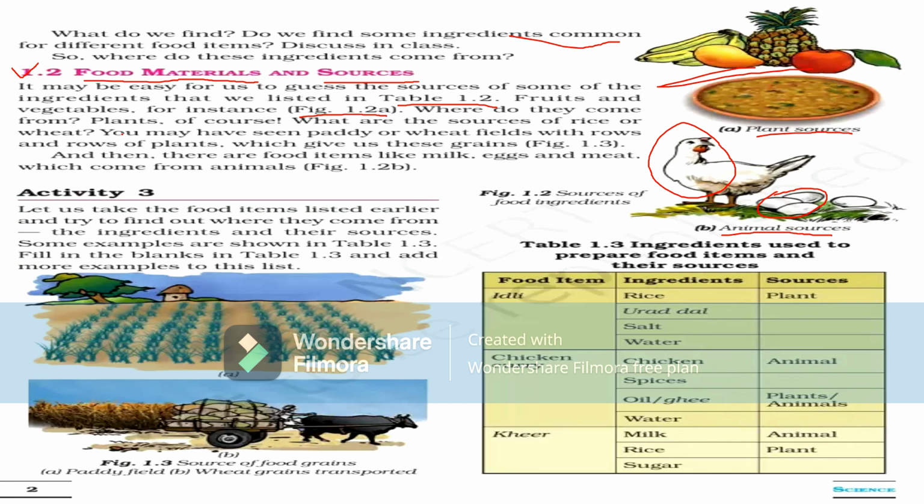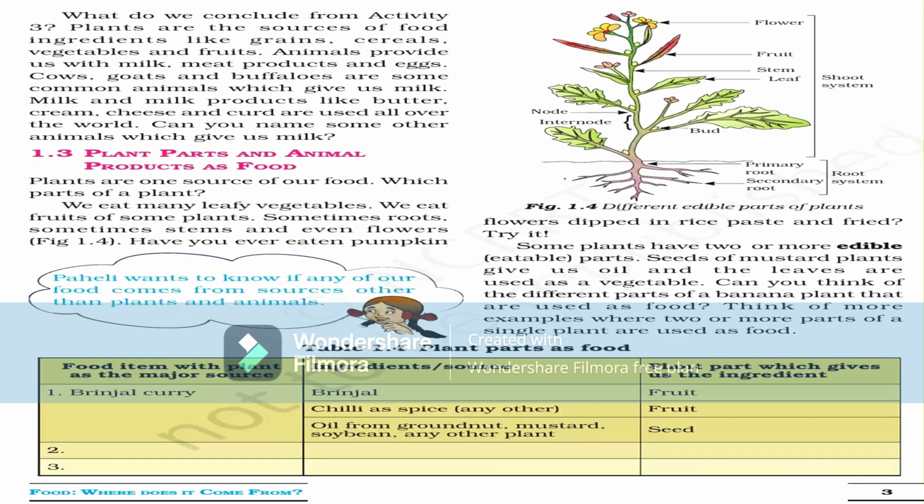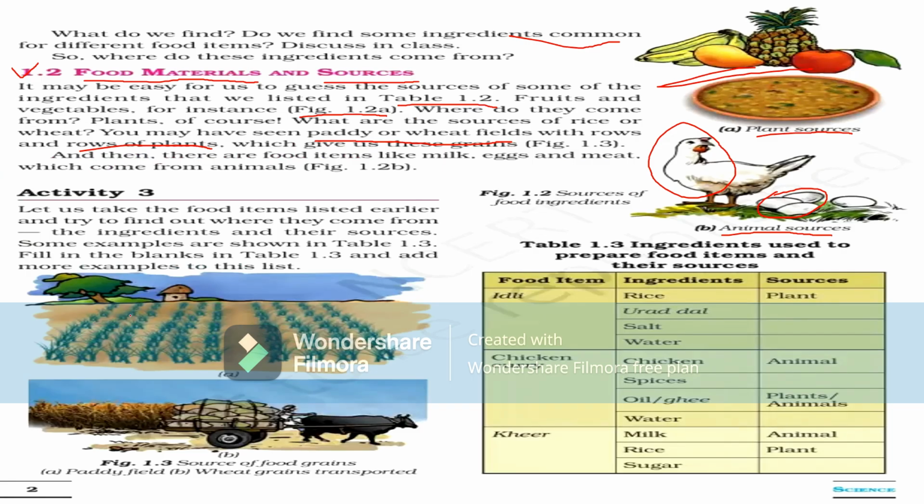What are the sources of rice or wheat? Okay, if you know, comment below. You may have seen a paddy. Here the paddy will grow. Paddy, wheat, field. You have all seen the rows of plants, which give us the grains, as 1.3 shows you. This is a field where we grow wheat or paddy.